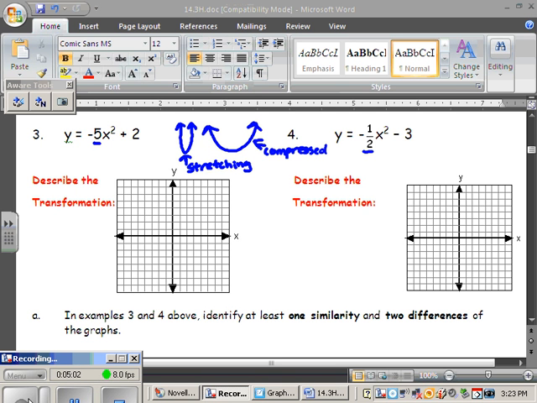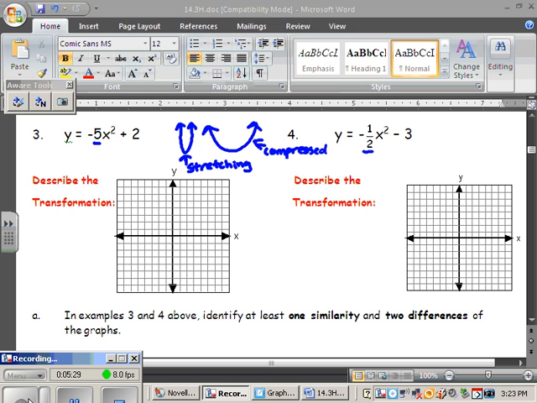So compressed and stretched. Stretch would be like your arm stretched in the air. It's getting skinnier. Compressed means it's getting wider. And the way that you know if it's going to stretch or compress is based on the number in front of the x squared. So basically, if that number is a fraction, it's going to become more compressed. If that number is not a fraction, it's an integer, then it's going to be stretched.